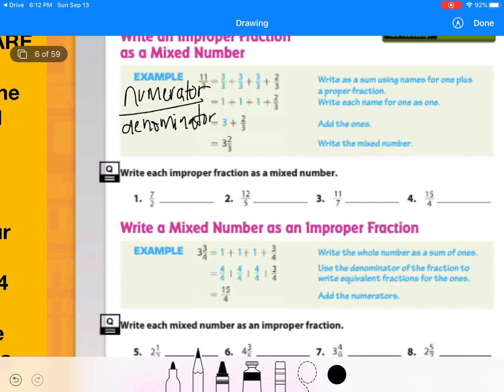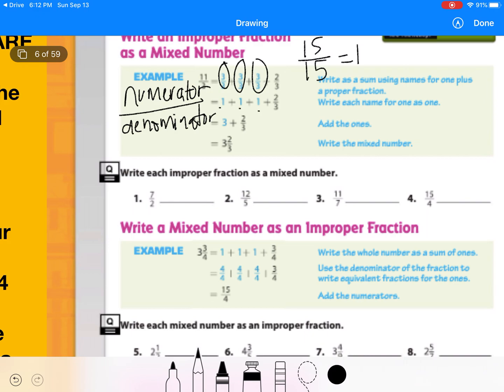So if you have 3 over 3, that's one whole. So you can see here we have 1, 2, 3 wholes. That's where they got the 1, 1, and 1. When a number is over itself, it is one whole. It doesn't matter if it's 15 over 15. If the number on the top and the bottom are the same number, it is one whole.